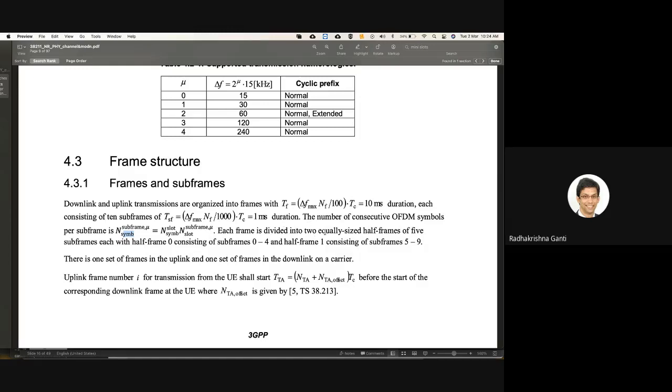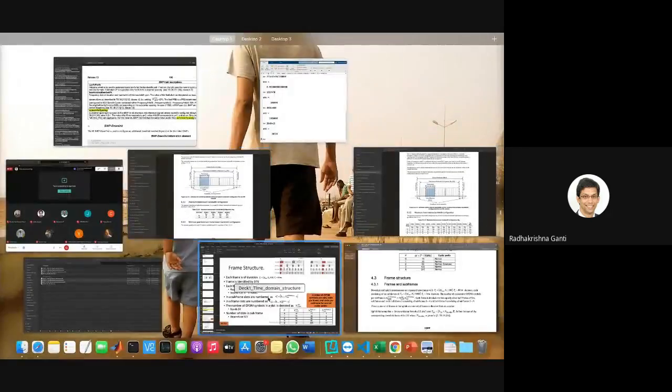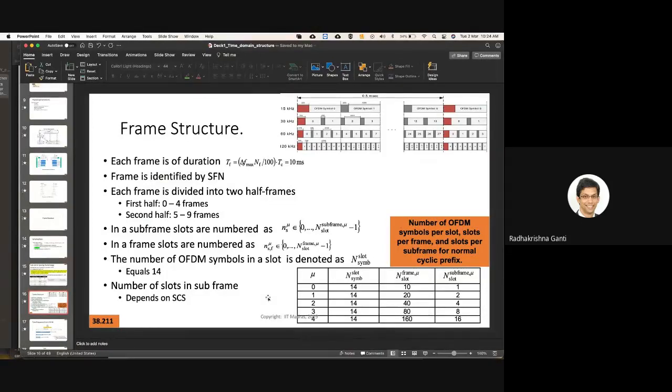Each frame is divided into two equally half-size frames of 5 subframes each, with half frame 0 consisting of subframes 0 to 4 and half frame 1 consisting of subframes 5 to 9. I'll show you pictorially what this is.